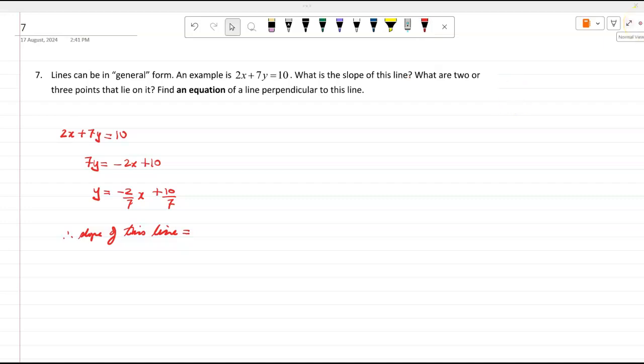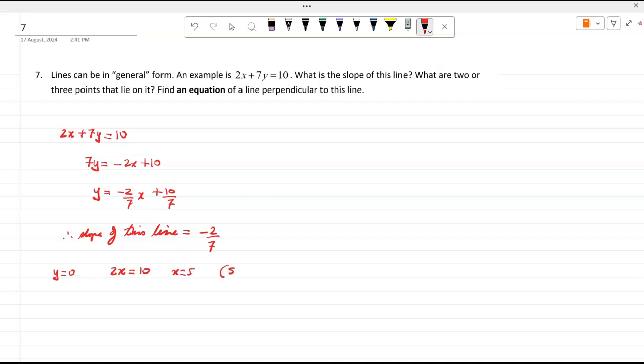Minus 2 over 7, the coefficient of x. Don't put x. What are 2 or 3 points that lie on it? You can take any value, so you can plug in any x value. So if I take y as 0, you'll get 2x is equal to 10. So x is equal to 5.